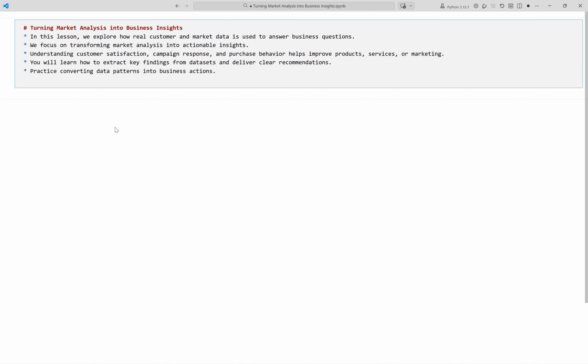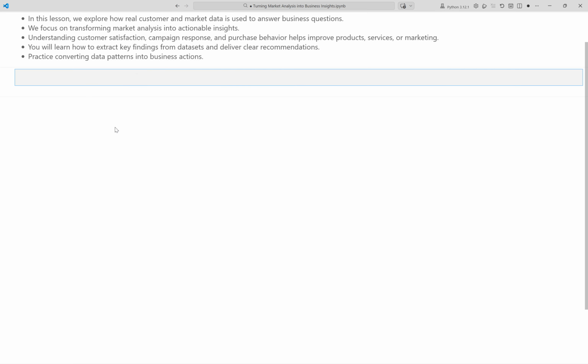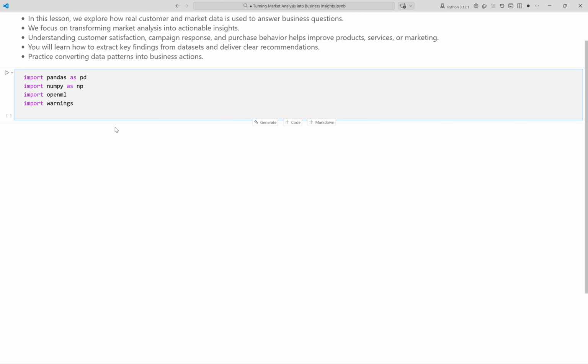Running the cell now. We import pandas for general data handling. We import numpy for numerical operations. We import openml to access public datasets. We import warnings to suppress less important warnings. We filter warnings to keep outputs clear and focused. Running the cell now.